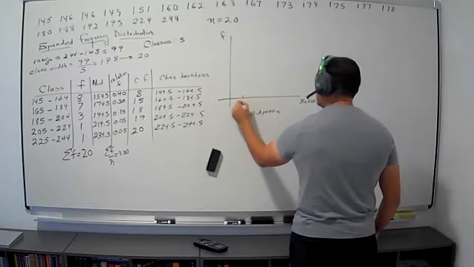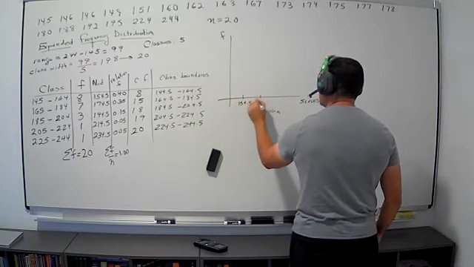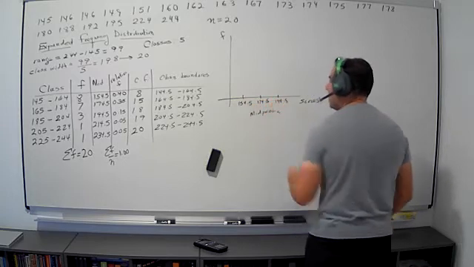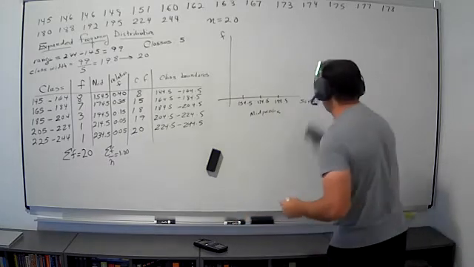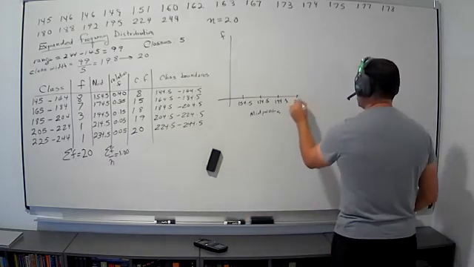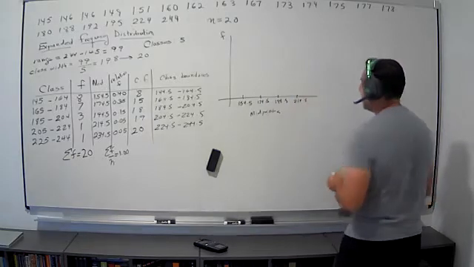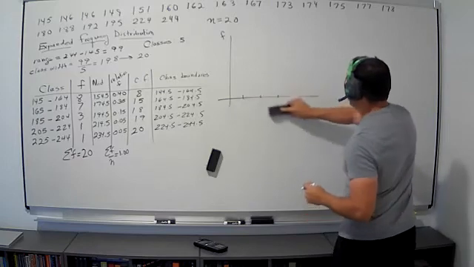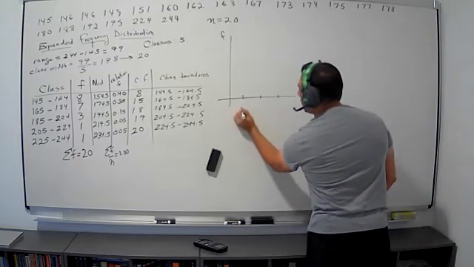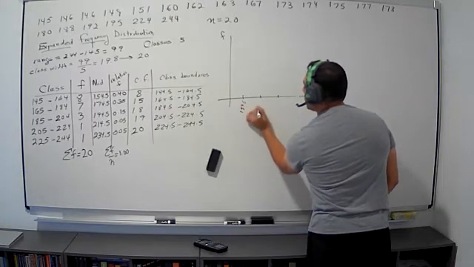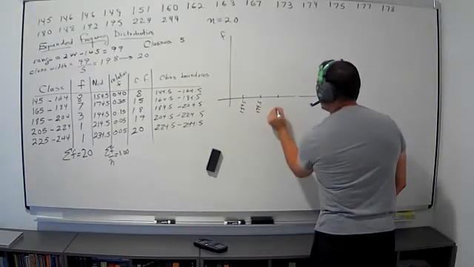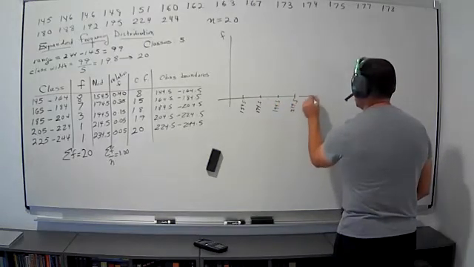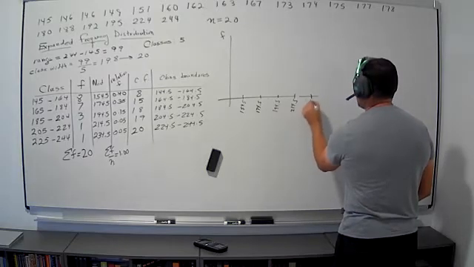So it's 154.5, 174.5, 194.5, 214.5, and these bars are going to be kind of wide. Let me make them a little bit narrower. You know what? I should be writing them this way. Let me just write 154.5, 174.5, 194.5, 214.5, and then you have 234.5.